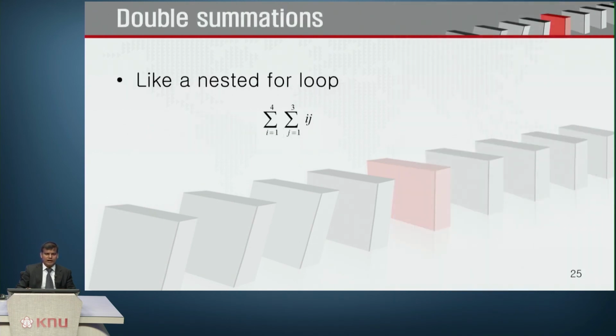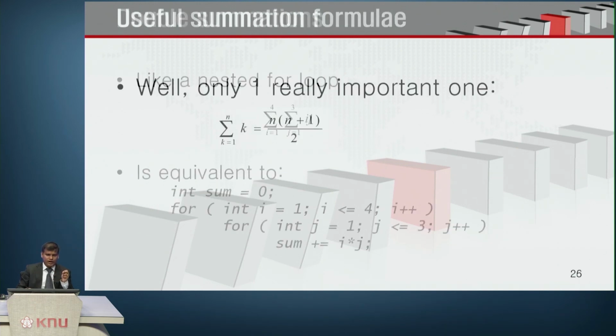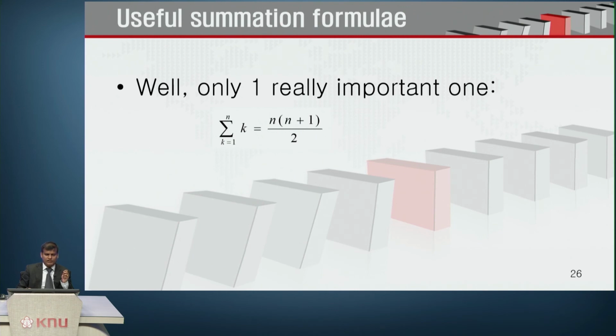So here's an explanation of double summation. When you have a double summation, it's like double loops that you have in hand. Here's an example that defines the double loops, and let's see some useful formulas for summations. The summation of k equals 1 to n of k equals n times n plus 1 divided by 2.